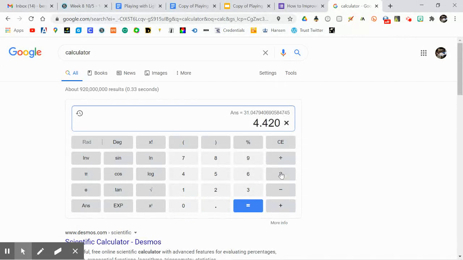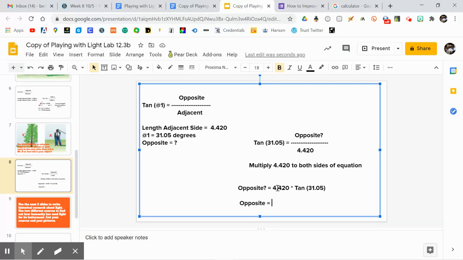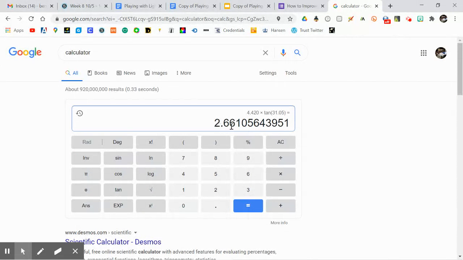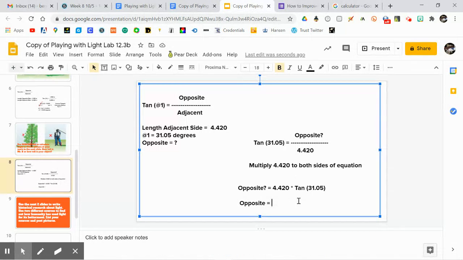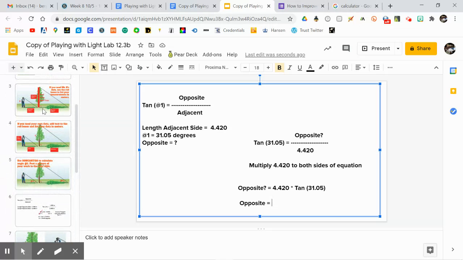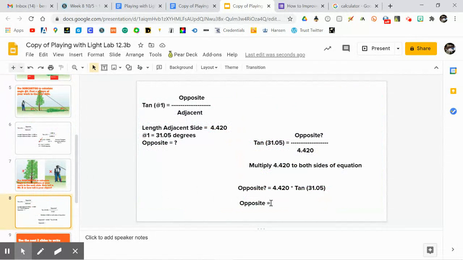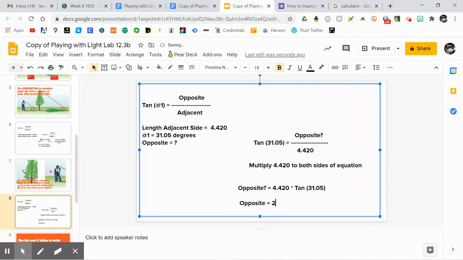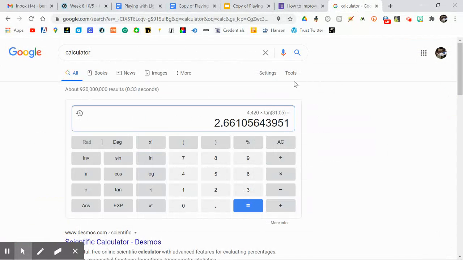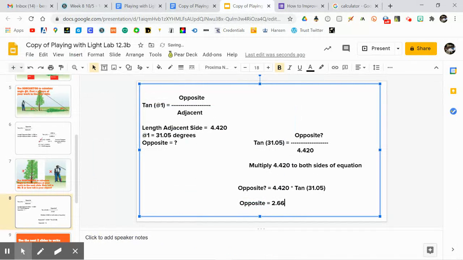So 4.420 times tangent of 31.05. Let me just make sure. 4.420 times tangent of 31.05. Okay, and we get 2.66. And so we have that. Did I calculate Mr. B's height? Yeah, I calculated Mr. B's height. Mr. B measures 2.66 meters, and I'll tell you why I'm laughing right now.